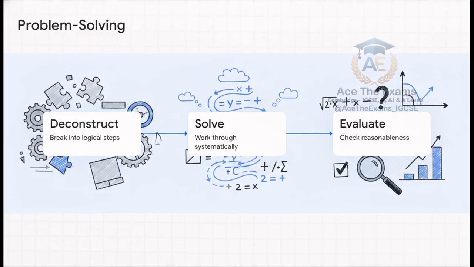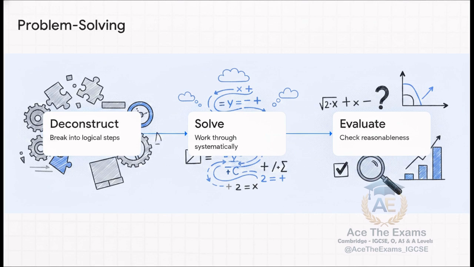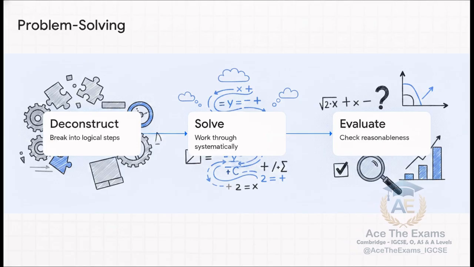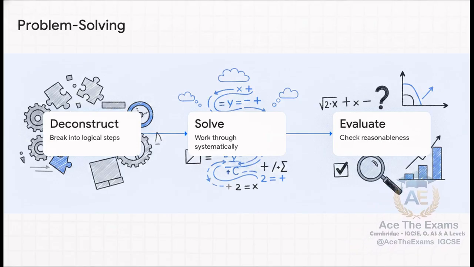Third, evaluate. This is the step 90% of students skip. Check your final constants for reasonableness. If you're modeling bacterial growth and your calculated constant implies a shrinking population, you need to reevaluate your steps immediately. Make justified recommendations based on your solid mathematical evidence.